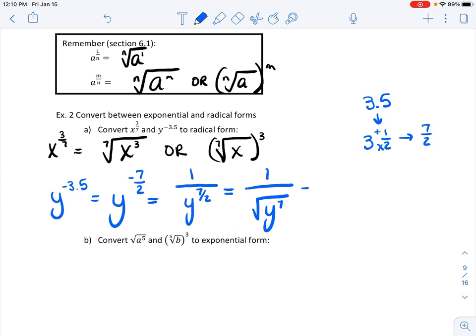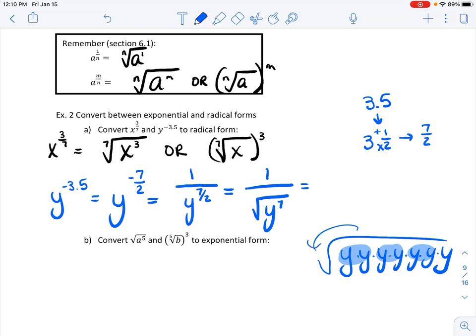Now this can simplify. If we write out 7 y's, and then we group them into groups of 2, we have 3 groups that come out. And we end up having y cubed with a square root of y left. So we'll write that in here. Still equivalent, still simplifying.